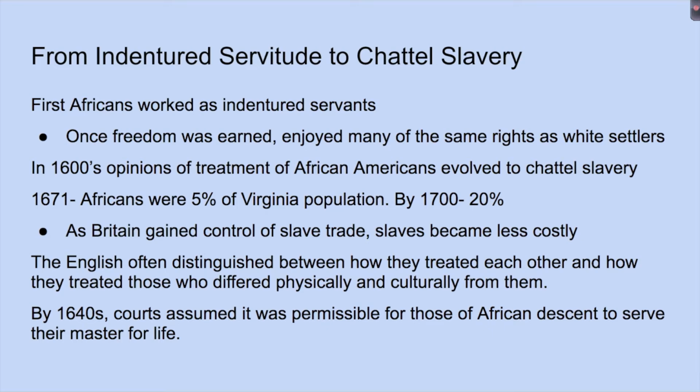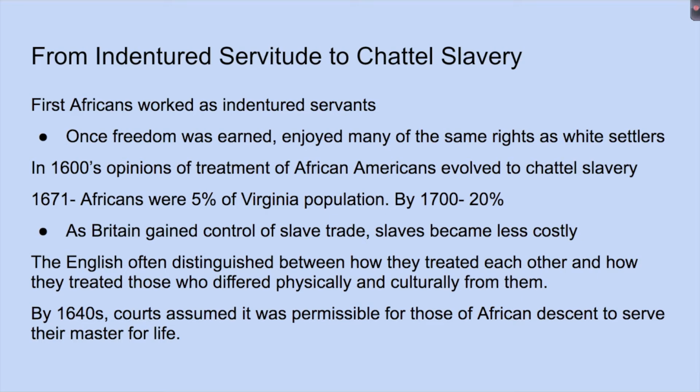By 1671, Africans are about 5% of the Virginia population, and by 1700, they're about 20% of the population. Britain does end up gaining more control of the slave trade. Remember that asiento we talked about in the last chapter, the contract? As they got more control of the slave trade, slaves became less costly and more appealing for colonists to purchase.